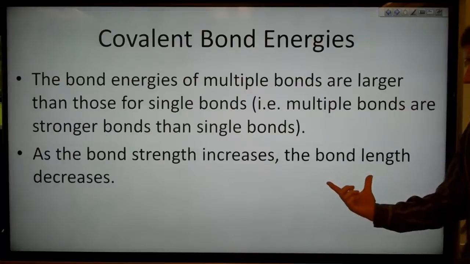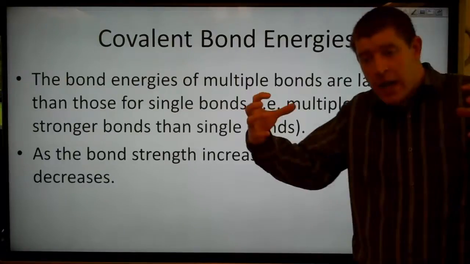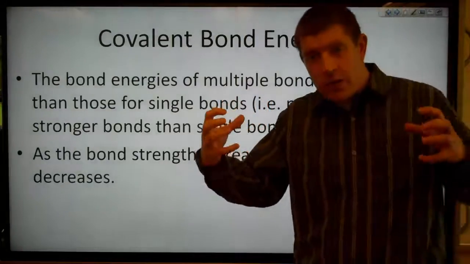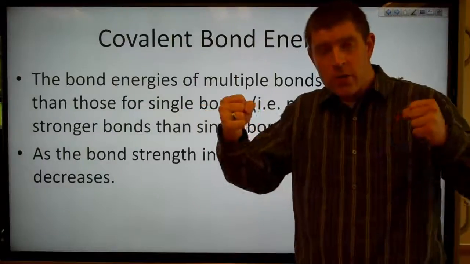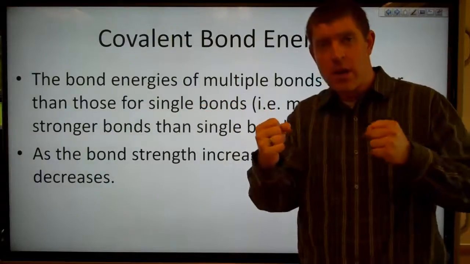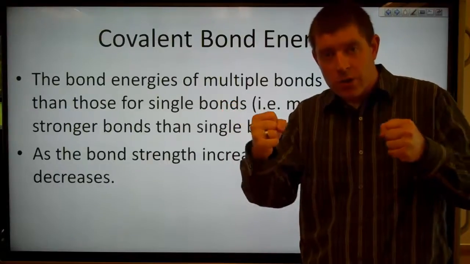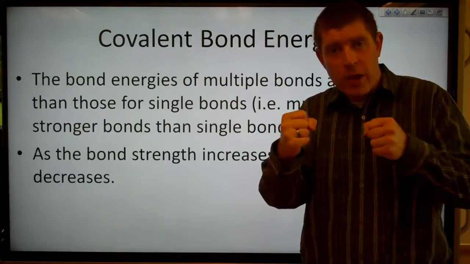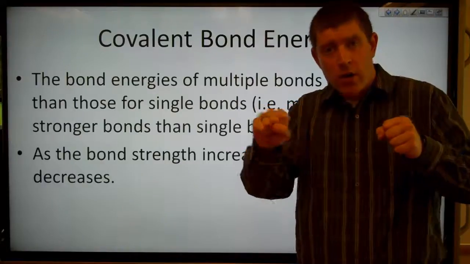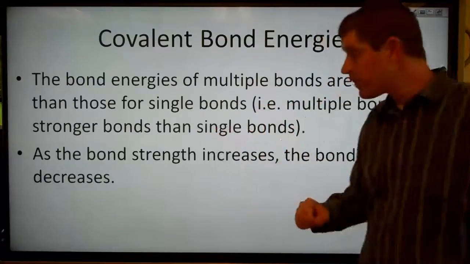As the bond strength increases, the bond length decreases, because as that bond gets stronger, it pulls those 2 nuclei closer and closer together. The stronger that pull is, the closer together those 2 nuclei are going to be before the repulsion between the nuclei stops that attractive force.